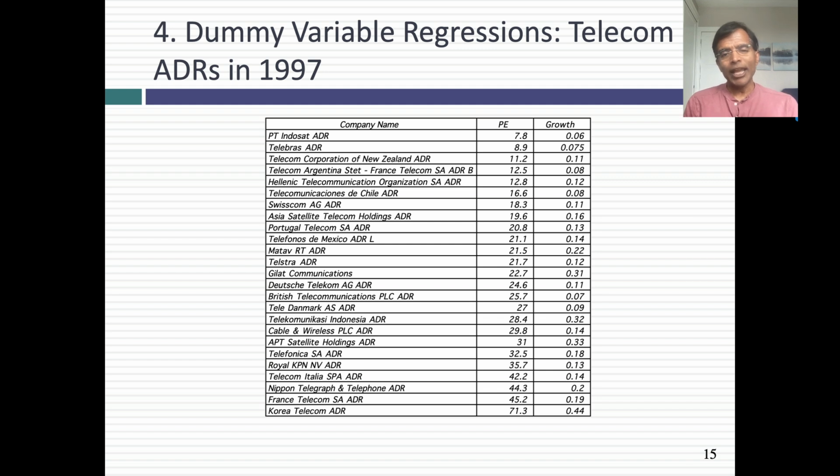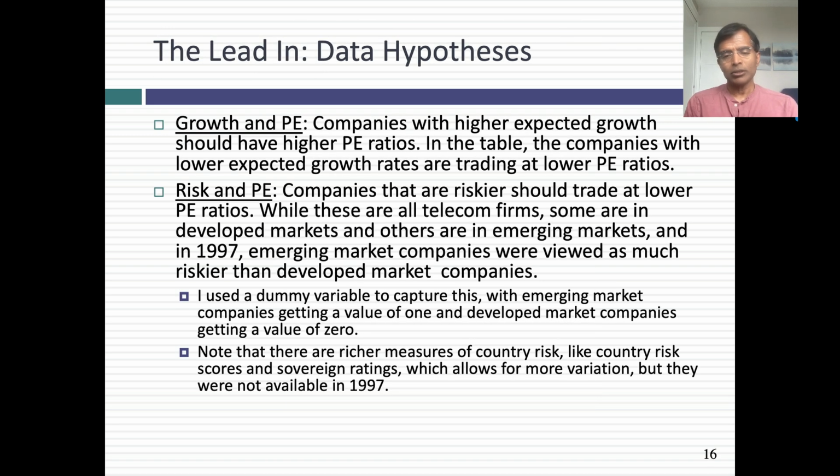And here's the second. In the late 90s, emerging market companies were viewed as massively more risky than developed market companies. So if you look at the sample, there are some emerging market companies, but New Zealand and France are developed market telecoms, and they're in the sample too. So I'm worried about low growth, and I'm worried about the fact that some of these companies are riskier because they're emerging market companies. The growth I can bring in with the growth rate. But what do I do about the fact that some of my companies are emerging market companies and some are developed market companies?